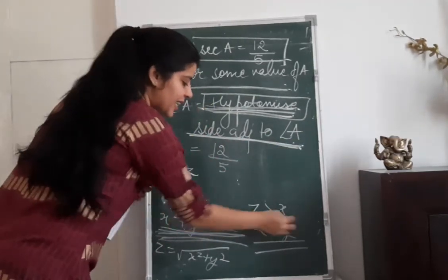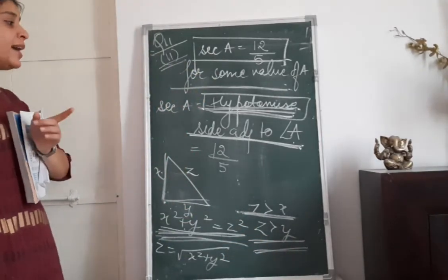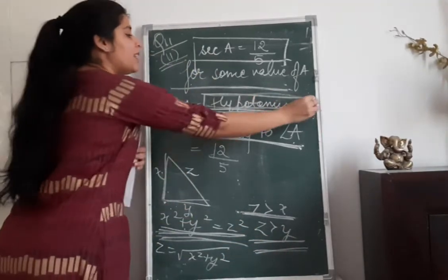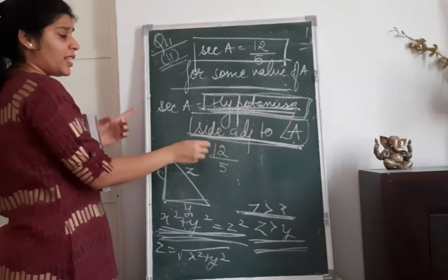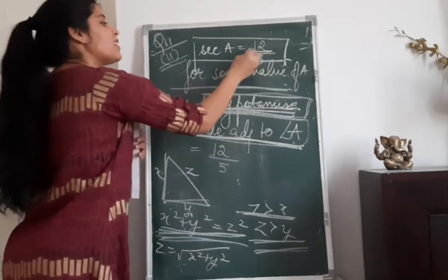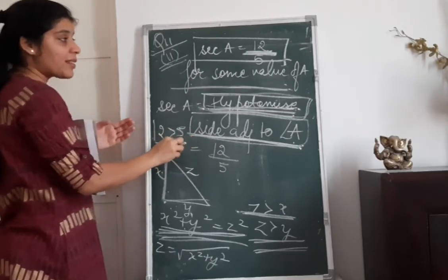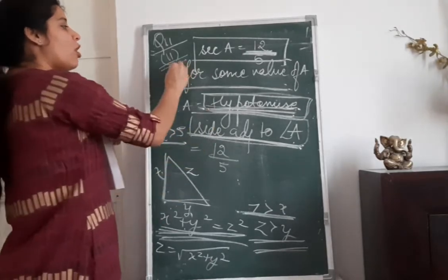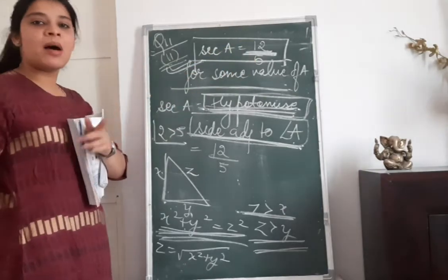As explained here, z is always going to be greater than x and z is always going to be greater than y. Therefore, the hypotenuse of any triangle has to be greater than the side adjacent, that is, greater than the sides of that triangle. So, in this case, is 12 greater than 5? Yes, 12 is greater than 5. Therefore, the value of sec A equal to 12 by 5 is possible.